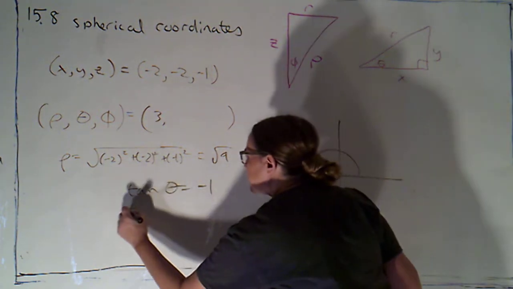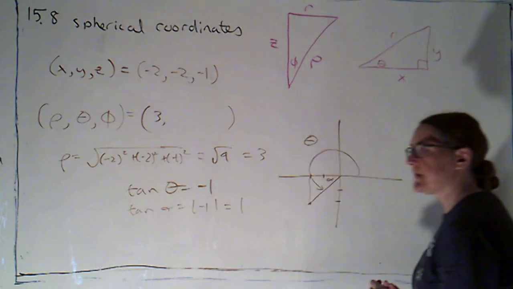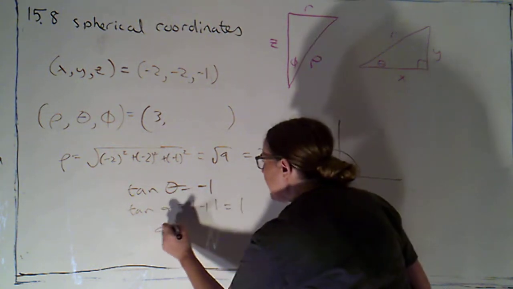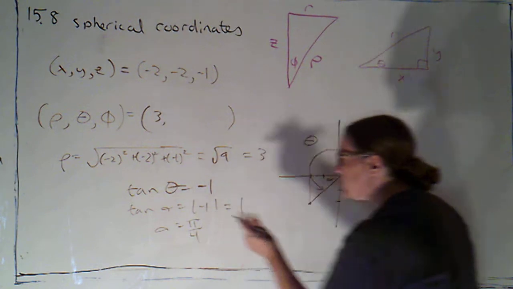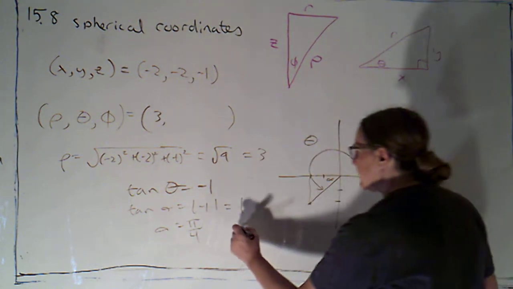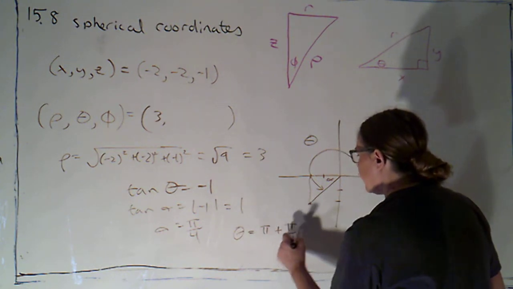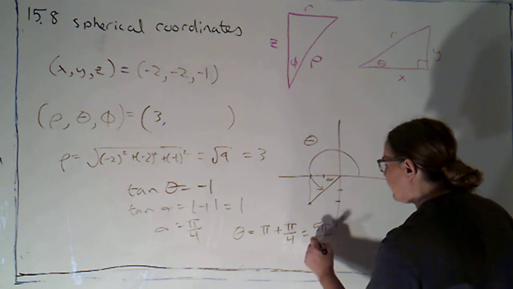That means that tangent of alpha, my reference angle, is the absolute value of that, so that's just 1. So alpha would be pi over 4. That's the acute angle that has a tangent of 1. So theta, the simplest choice for theta, would just be pi plus pi over 4, which would be 5 pi over 4.